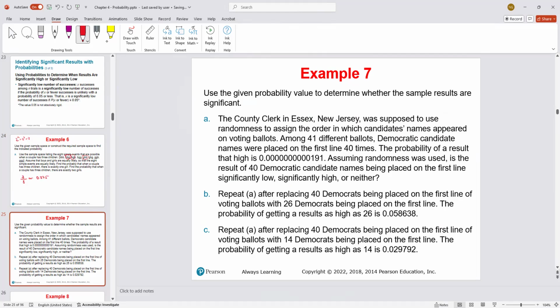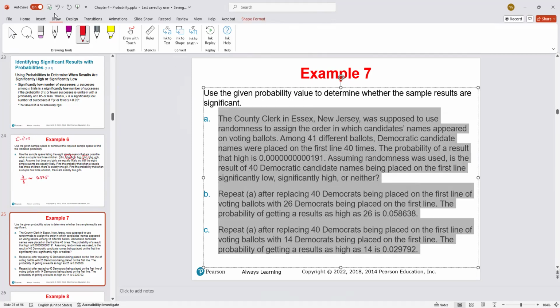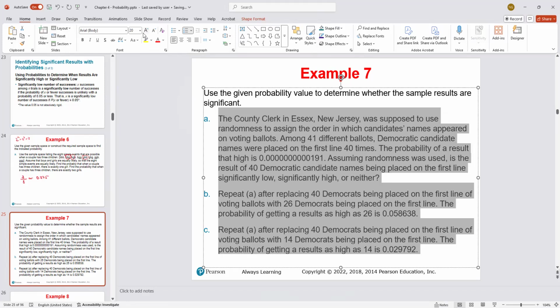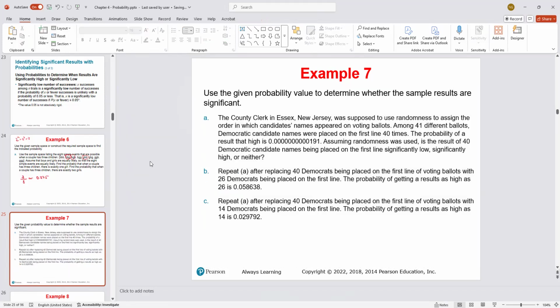For example, here it says the county clerk in Essex, New Jersey, was supposed to use randomness to assign the... let me try to put it smaller because I need some space for this. Instead of 20, how about 16? So we have enough space. Right. Okay, good. I'm hoping you still can read it. All right, so that's the one we're going to do right now.